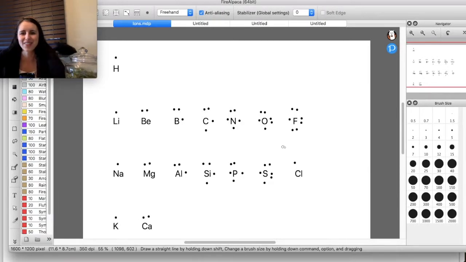So fluorine has 7, and then chlorine is also going to have 7. Why did I not show the noble gases in here? I didn't show the noble gases because they're technically full, right? So the noble gases themselves would have 8 valence electrons.